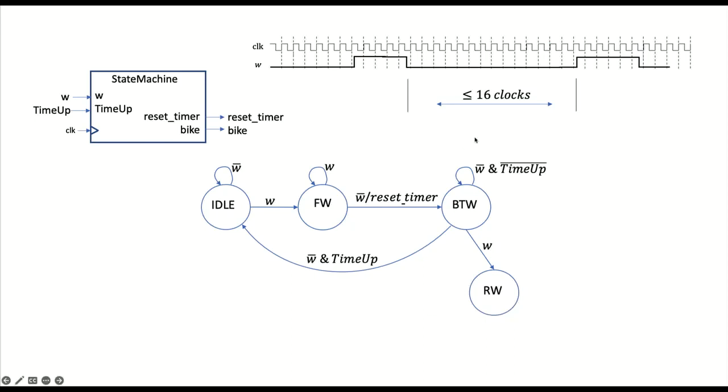Okay, so while we're processing in here, as long as W is low and we haven't hit 15, we're going to stay here. As soon as W goes high, we're going to go here. But if W goes low and time is up, then it's not a wheel, and we go back.